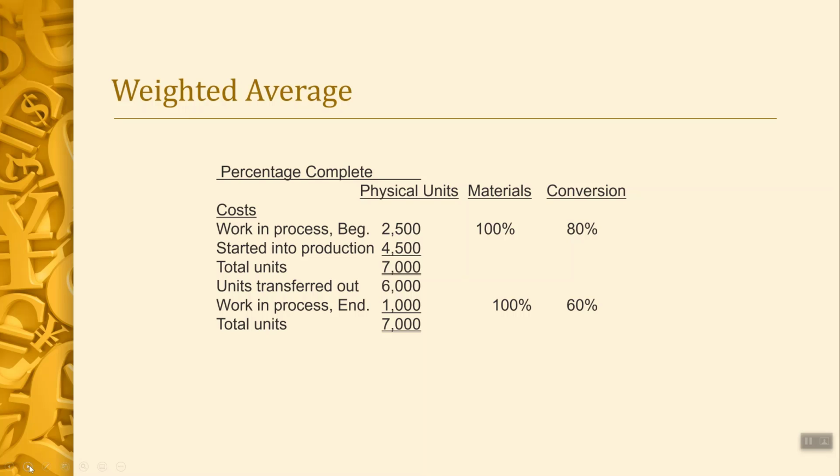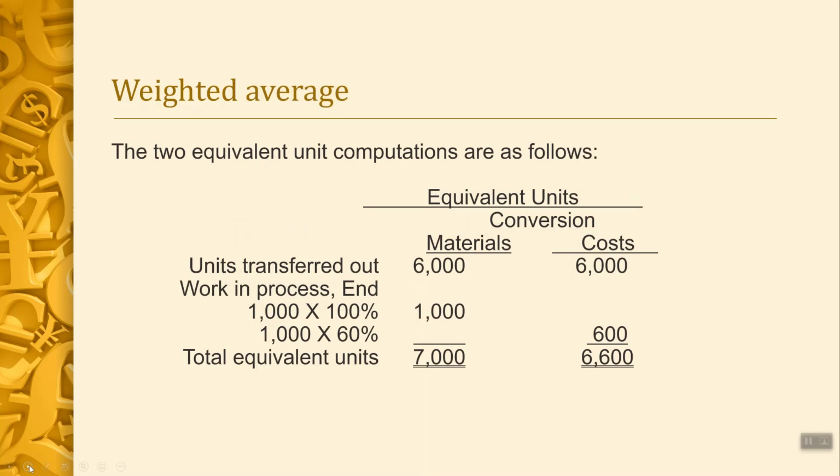The units transferred out is 6,000. And definitely our ending work in process is going to be what? 1,000. But for the ending work in process, the material is 100% complete. Conversion is 60% complete. Now, if we know units transferred out is always 100%, whether it's for material or for conversion, because it's finished, it's transferred out, it's 100% complete. Usually if you have a question, they're going to tell you what percentage of that ending work in process is completed. So let's say I will solve it on the next slide.